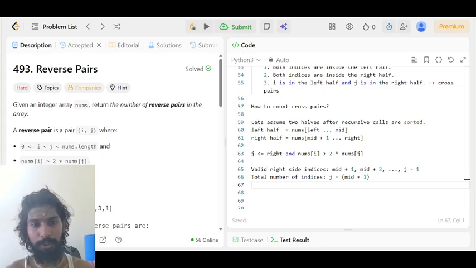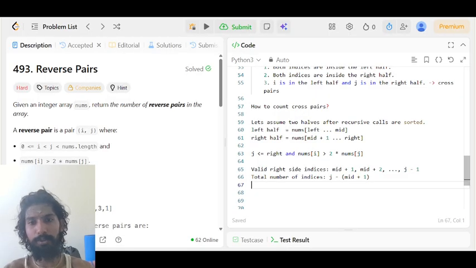Also, we do not reset j for every i. Why? Because the left half is sorted. As i moves forward, nums[i] becomes larger or equal. So if some right side elements were already valid for a smaller left value, they will also remain valid for a larger left value. That is why j only moves forward. This makes the counting step linear.